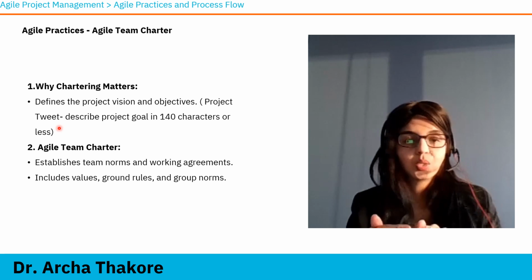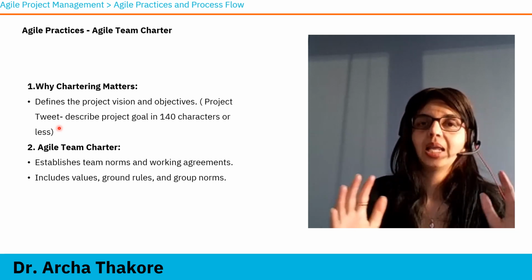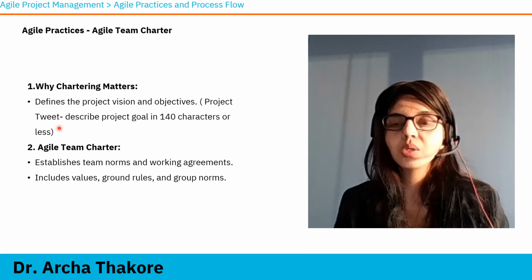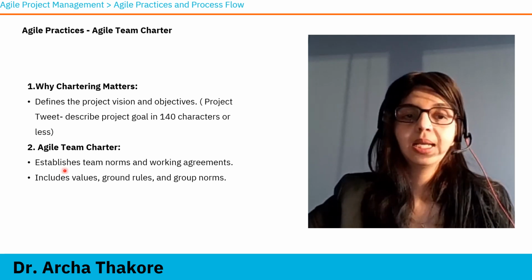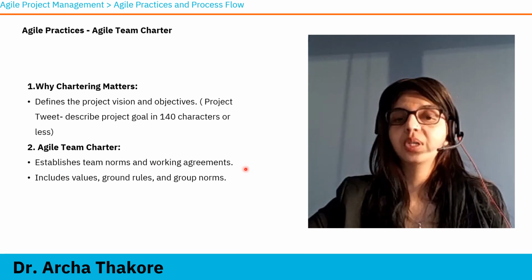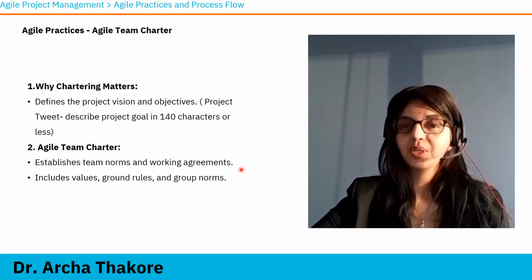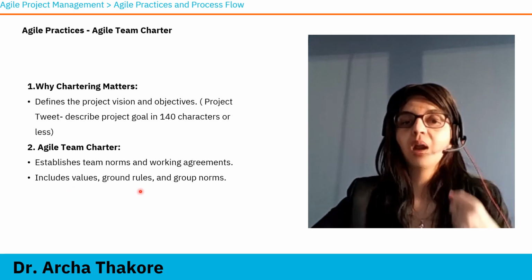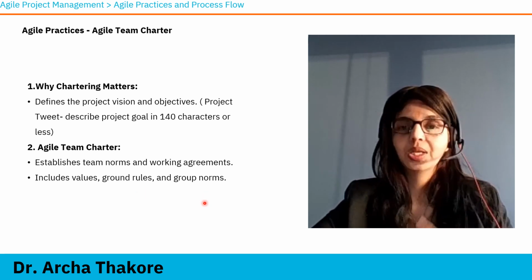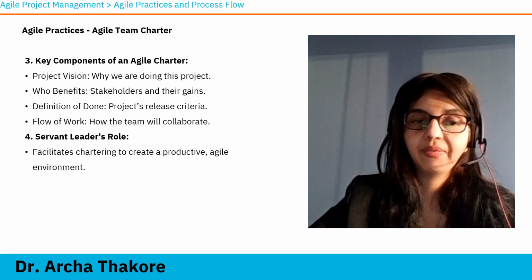There is a second layer to it, which is the team charter, and in some methodologies it is also called a social contract or team contract, which is nothing but team norms and working agreements. How will the team collaborate and work together? It includes values, ground rules, and group norms. How will the group behave?